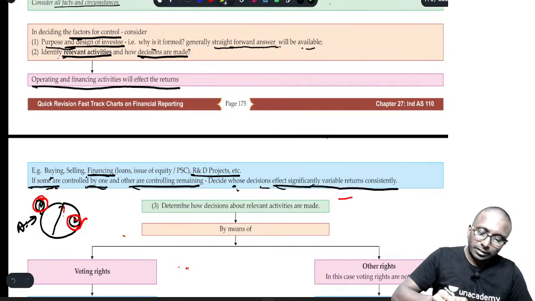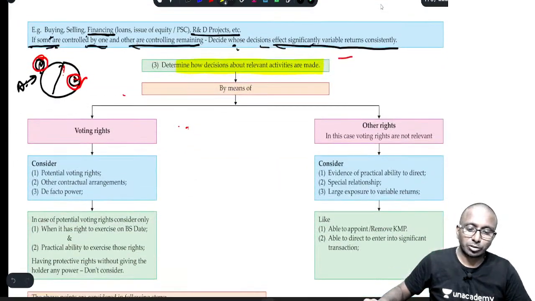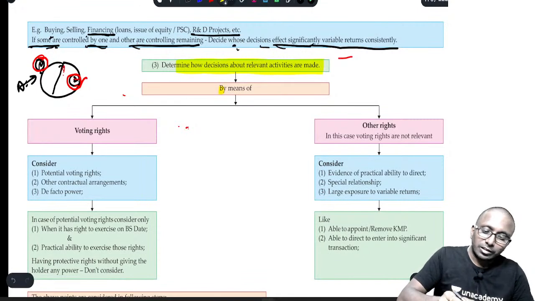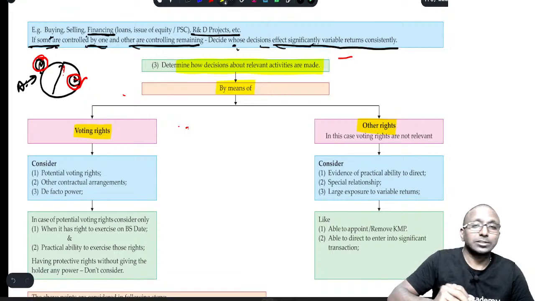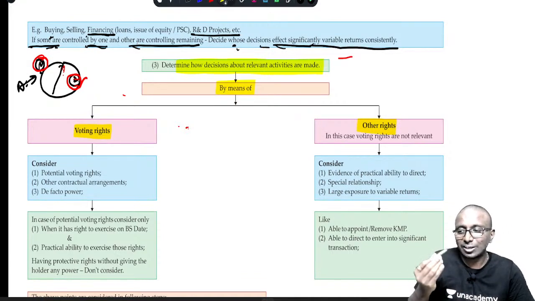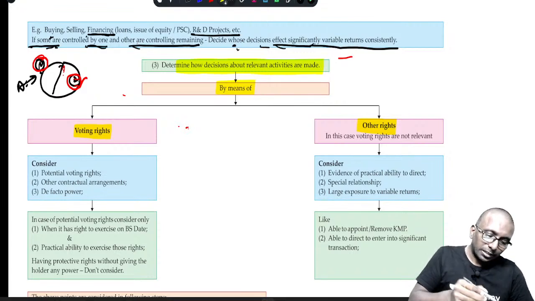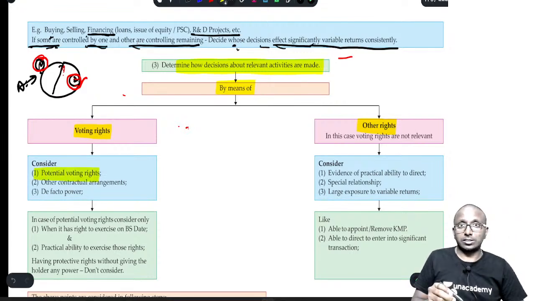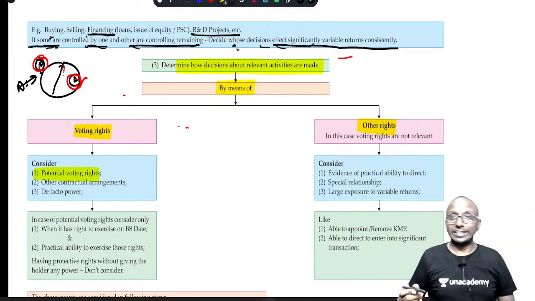Next, determine how the decisions about the relevant activities are made. Who is making the decisions? That is one important point. How are they doing it, by means of voting power or by other rights? Voting power is the normal one, which we know, by having equity share capital you will be able to do that job. Next, potential voting rights. With the help of potential voting rights also you may be controlling it.